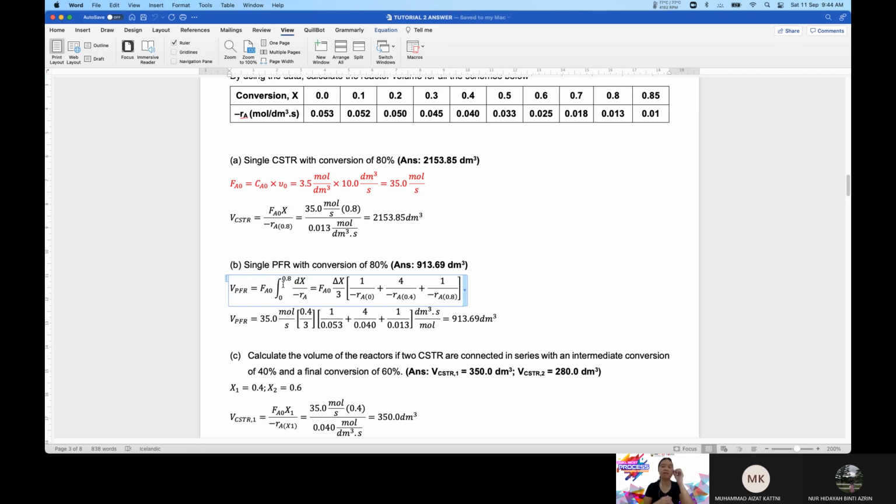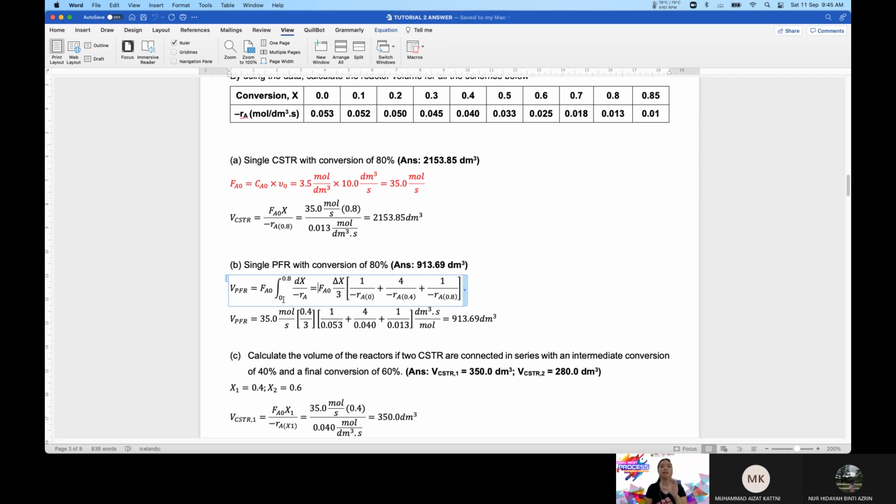So formula PFR tu dah spesifik, tapi yang kamu kena ingat integration, bottom limit and upper limit. Okay, so bottom limit tu sebab ni single PFR, dia convert daripada zero conversion, means daripada tiada conversion A kepada 80%. So the bottom limit 0, the upper limit 0.8 to show that they are converting from 0 to 0.8.